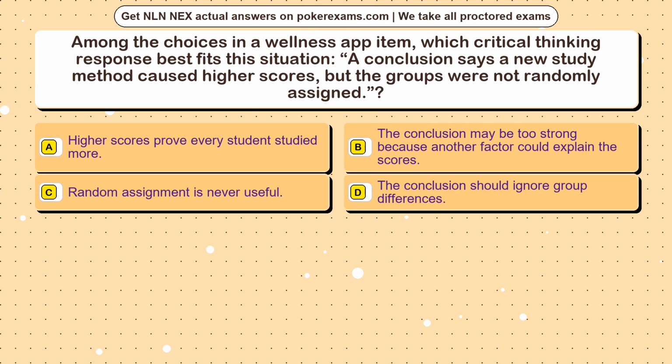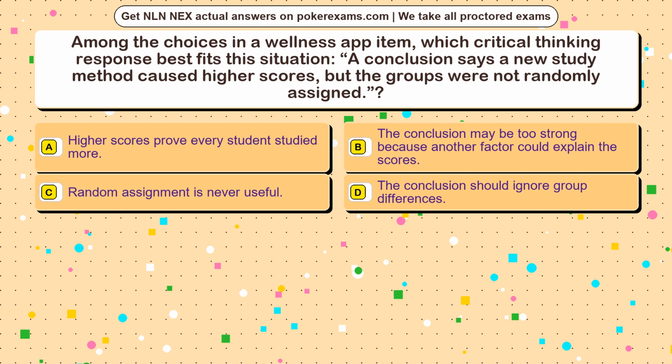Question 15. Among the choices in a wellness app item, which critical thinking response best fits this situation? A conclusion says a new study method caused higher scores, but the groups were not randomly assigned. Option A. Higher scores prove every student studied more. Option B. The conclusion may be too strong because another factor could explain the scores. Option C. Random assignment is never useful. Option D. The conclusion should ignore group differences.